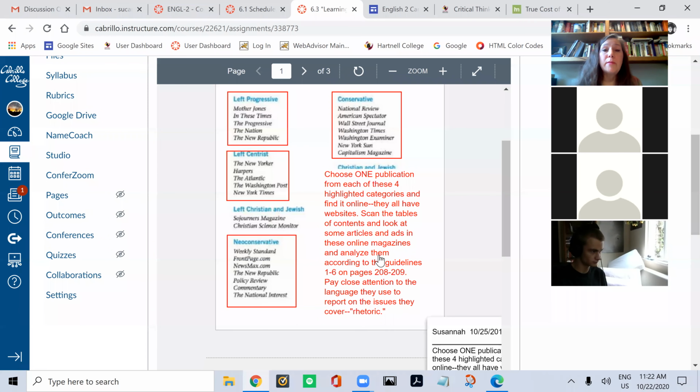But like I said, table of contents, that's about the stories they choose to cover and the titles that they give those stories, because that conveys an attitude towards the subject. And we'll look at some specific examples in a minute.